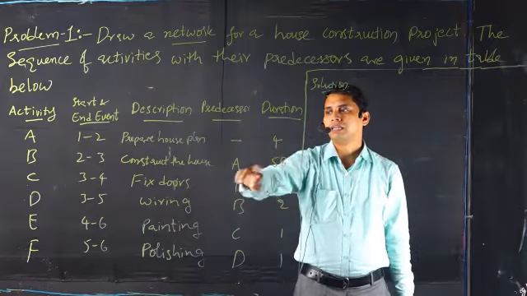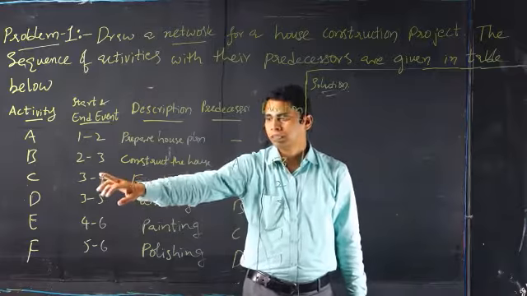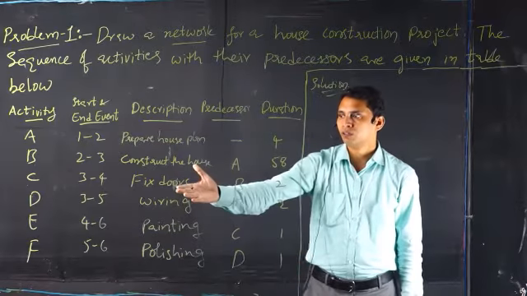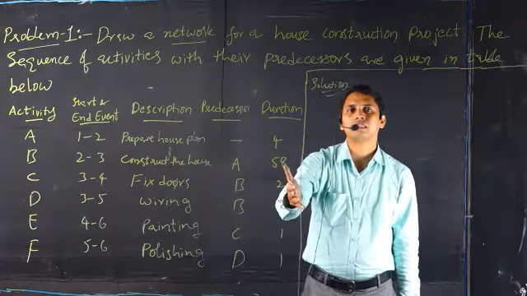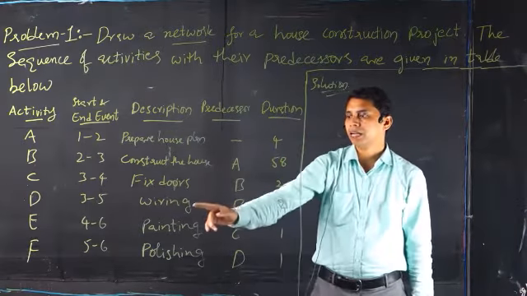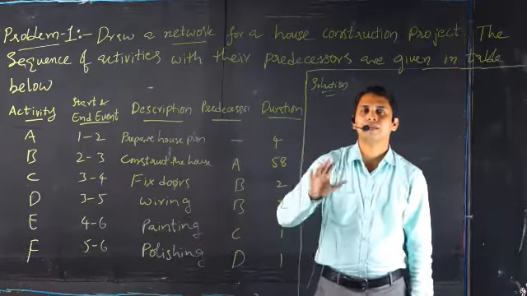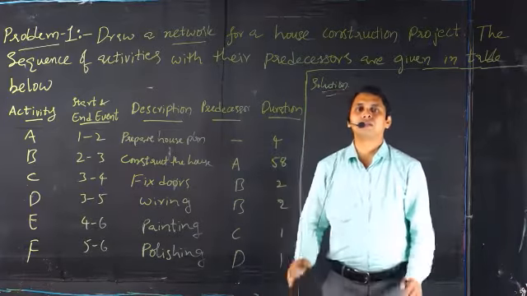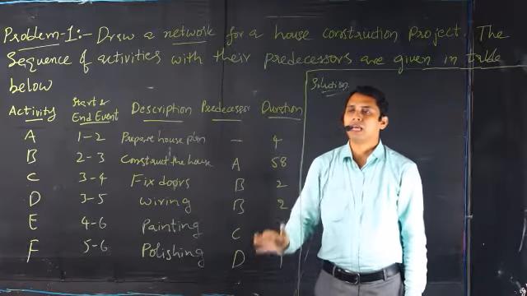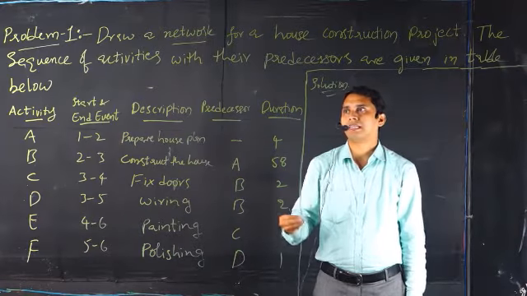To complete the entire construction of the house, 58 days is required. And then activity C, fixing doors. After construction of the house, we need to fix the doors, for which 2 days is the time taken. And then D, wiring for the house, again 2 days. Then painting the house, 1 day, and polishing the house, 1 day. In this way, for the entire house construction project, we need to carry out all these different activities, and for this problem we are supposed to draw a network diagram.